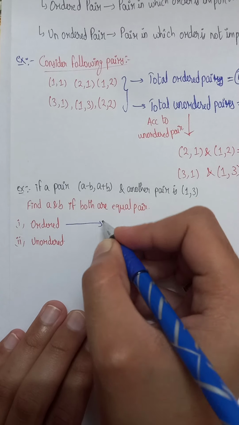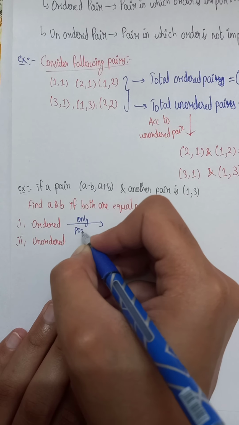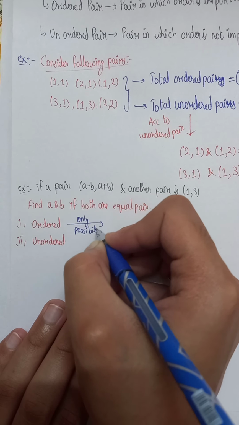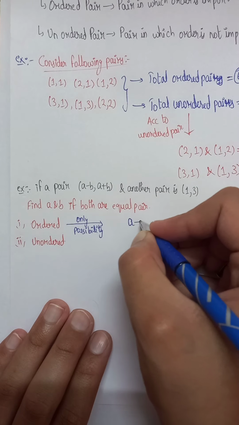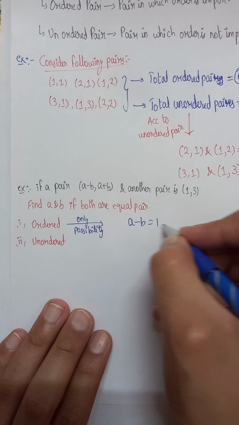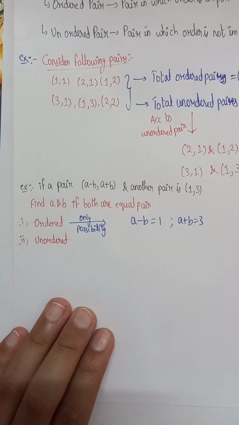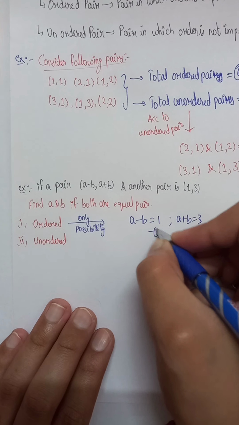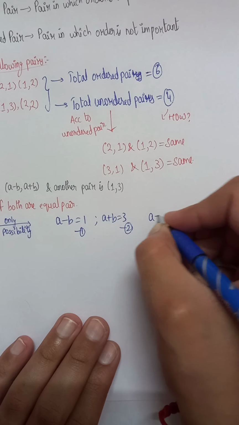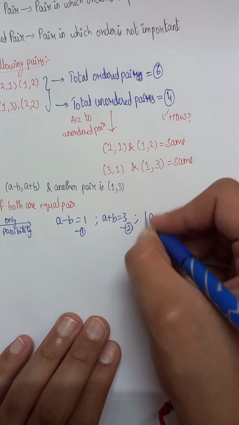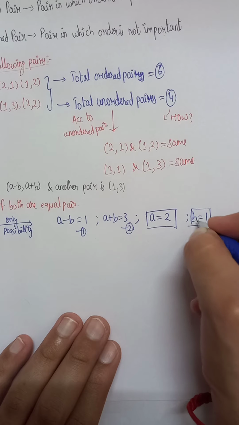If it's an ordered pair, then there's only one possibility. If these are ordered pairs, since they are equal, we can equate them. a minus b is equal to 1 and a plus b is equal to 3. By solving the linear equations, taking these as equation number 1 and equation number 2, you get the value of a as 2 and b as 1.